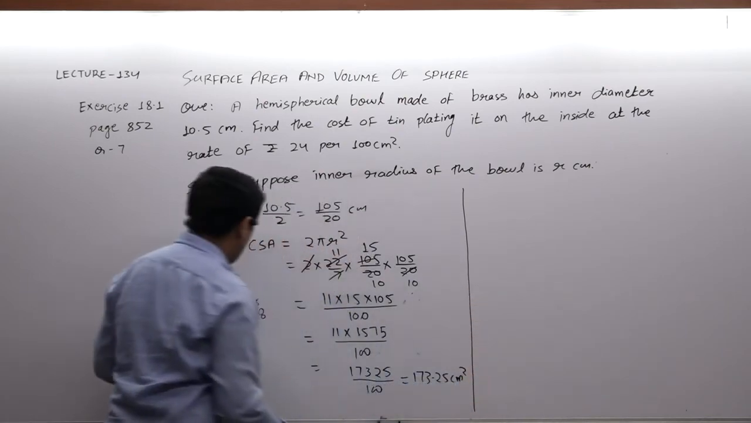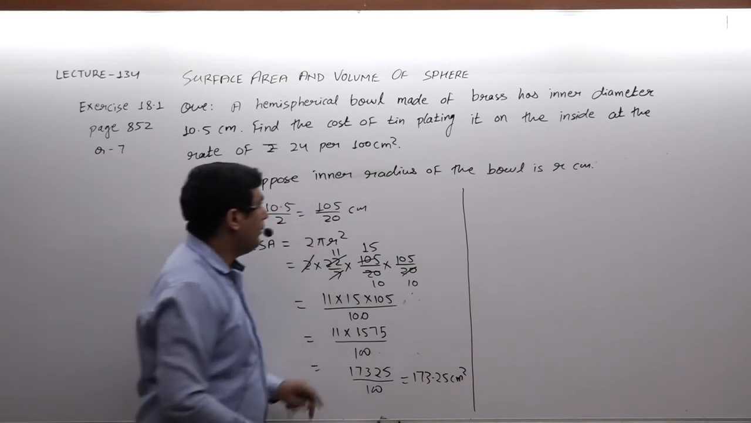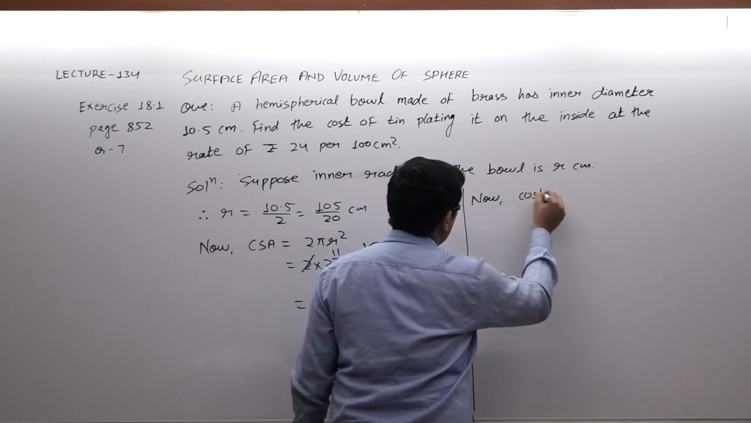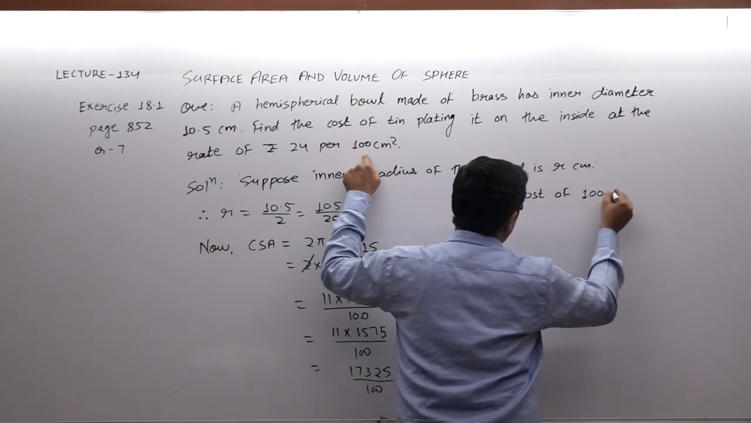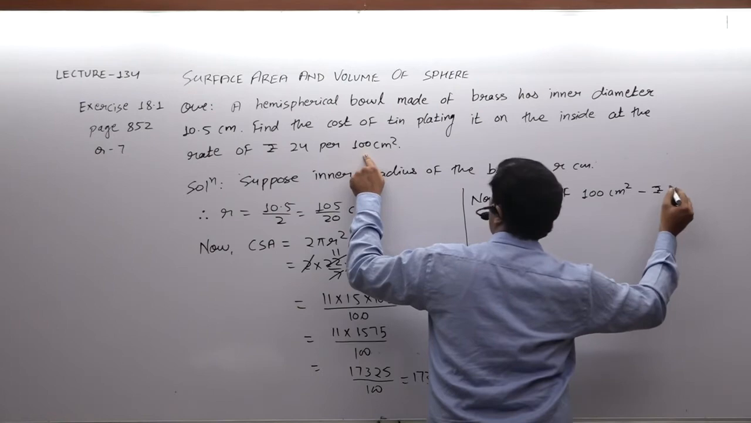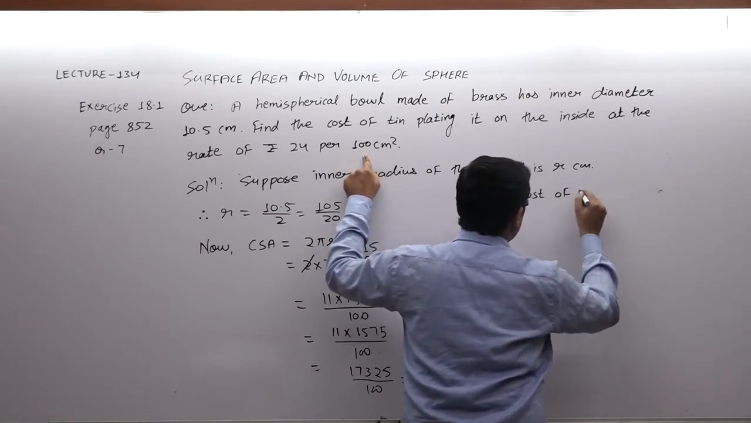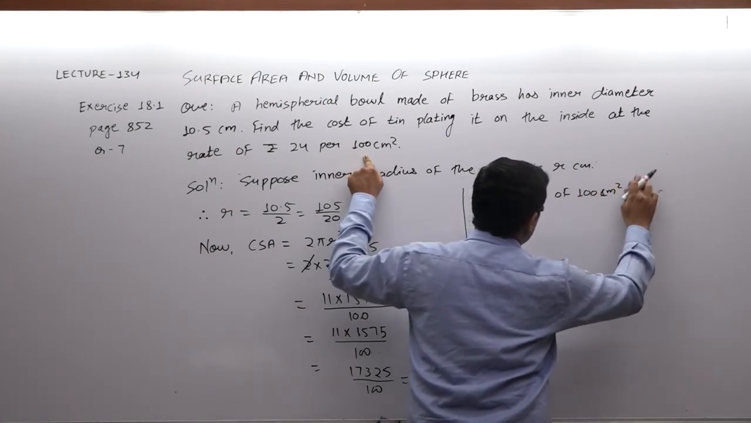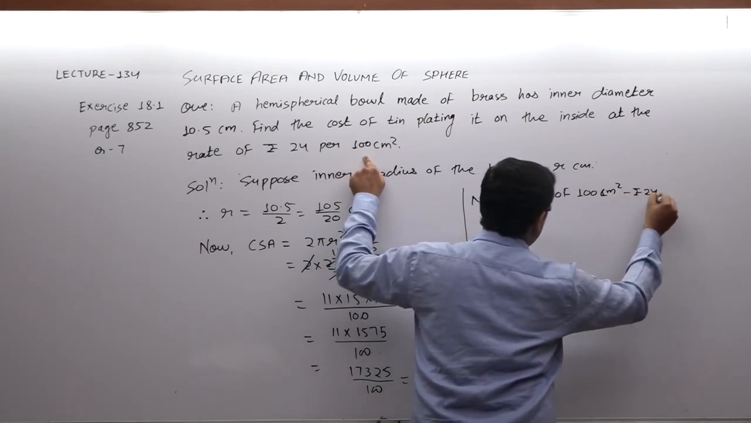That is the total surface area, or actually curved surface area, that we have to plate. Now we have to find the cost. See, cost of 100 centimeter square is rupees 24. Okay, it is rupees 24.